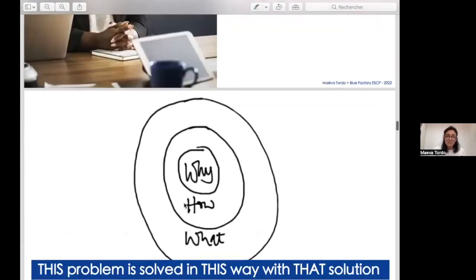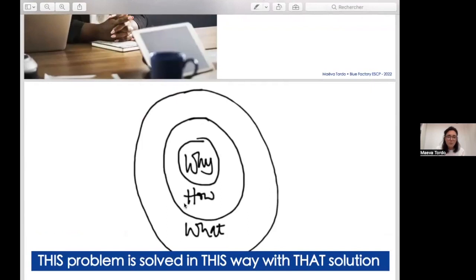So that's why it is very important to be extremely clear. What is the problem that you want to solve? In my case, Blue Factory, I want to help the people who are starting a business and don't know where to start. In which way do you solve this problem? In our case, Blue Factory, we build programs for entrepreneurs to start, learn, and go for their first company.